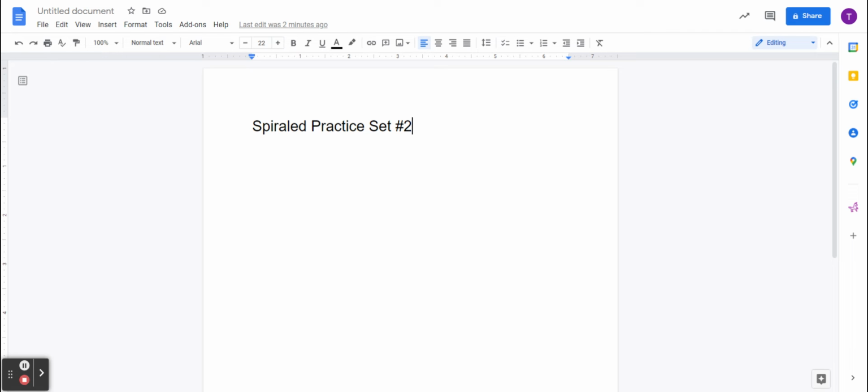Number 6, Mrs. Galloway made soup over the weekend. Which of the following amounts below is the most reasonable estimate for the amount of soup she made? A, 10 milliliters, B, 100 milliliters, C, 1 liter, or D, 100 liters.